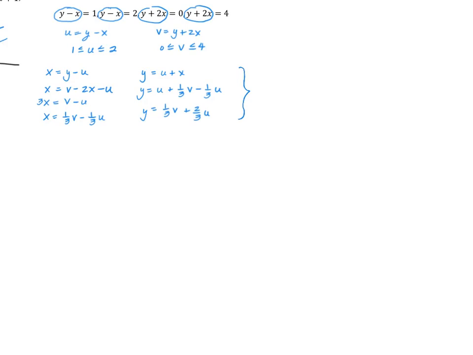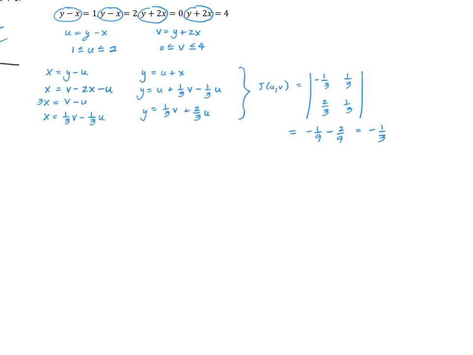Okay, so this will give me my Jacobian of uv. So remember, that's the partial of x with respect to u would be a negative 1/3. X with respect to v would be a positive 1/3. The partial of y with respect to u would be a positive 2/3. Y with respect to v would be a positive 1/3. Multiplying here, I get a negative 1/9 minus 2/9, which gives me a negative 3/9 or negative 1/3.